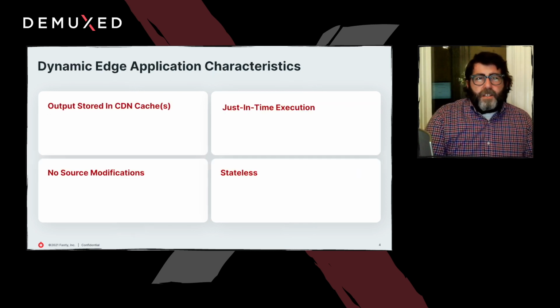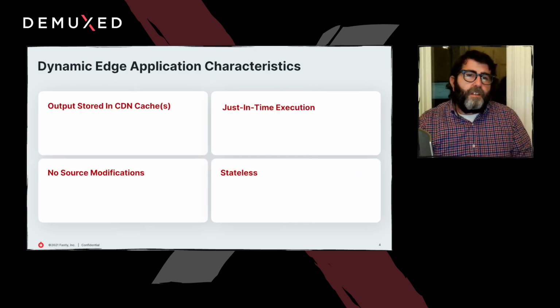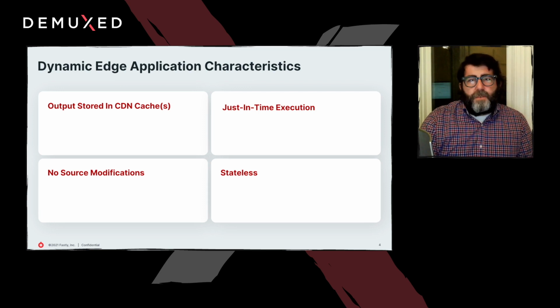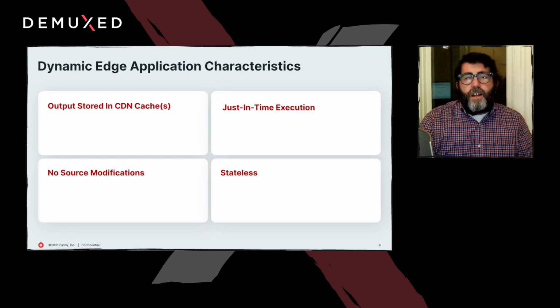Dynamic edge applications have these characteristics. The output of the apps is in CDN caches, not on storage. Content is dynamically generated just in time. The last two items are optional, but are definitely worth striving for. No modifications to the source. And stateless. You don't have to worry about a database or other server going down and affecting video playback.